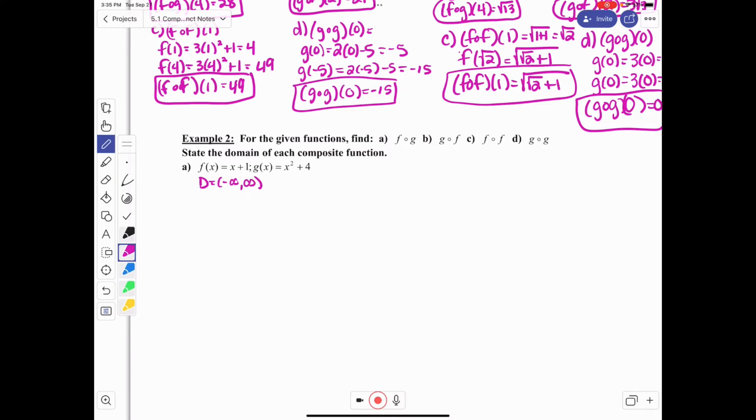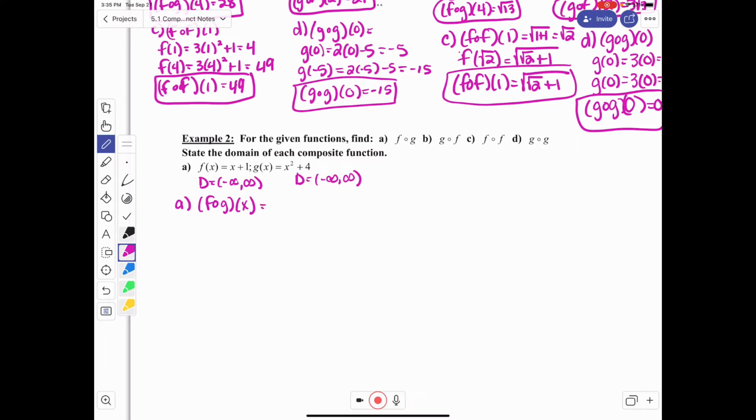And the domain of our g function is also going to be negative infinity to infinity because we have no restrictions. So remember, we have to worry about restrictions when we have fractions, radicals, or radicals in the denominator.